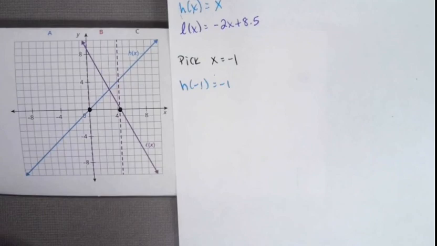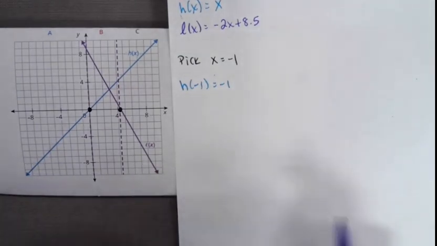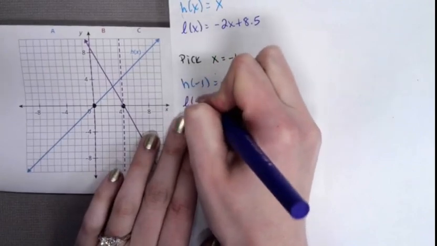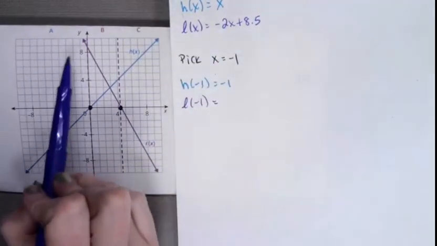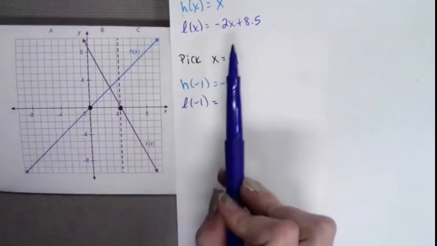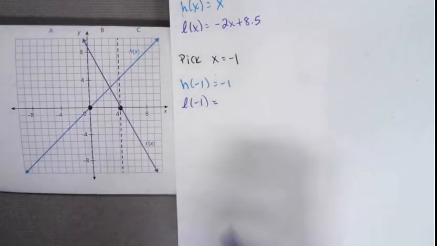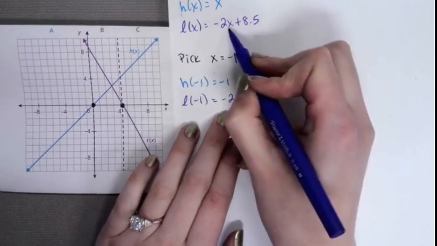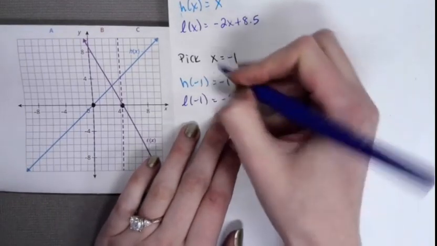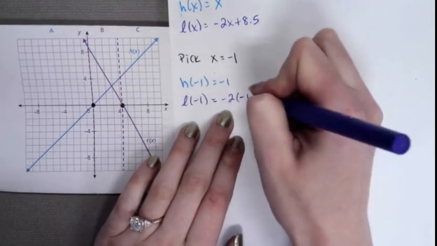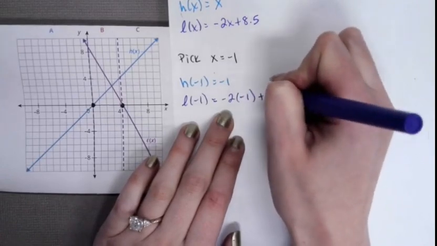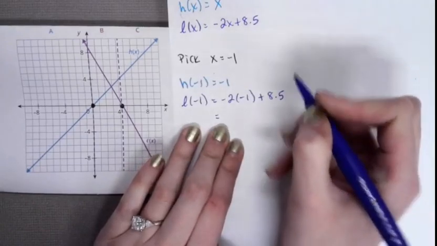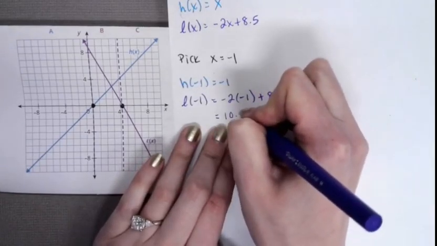Now let's evaluate the purple L function for negative 1. For L of negative 1, I'm not able to see that on the graph, so I'm going to have to use my equation. So negative 2 times x. As x, I'm plugging in negative 1, so this is negative 2 times negative 1 plus 8.5. You could use a calculator to do that, and you would end up with 10.5.